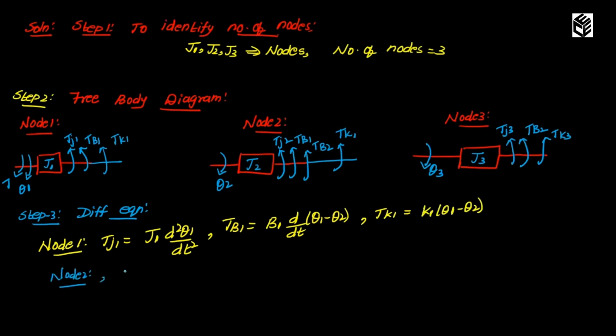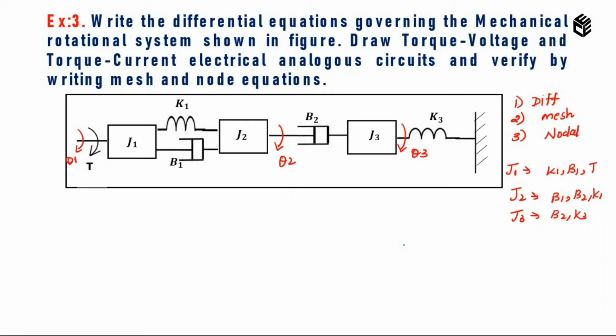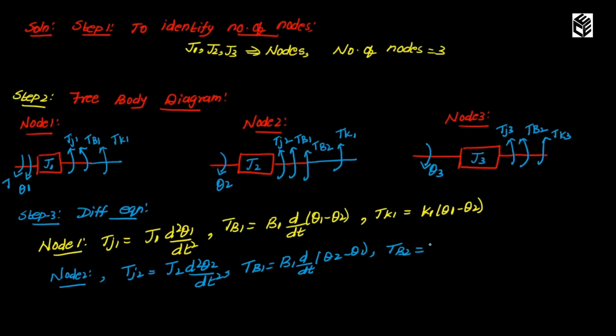Similarly for node 2, the expression is Tj2 is equal to J2 into d square theta 2 divided by dt square, and Tb1 is equal to B1 into d by dt of theta 2 minus theta 1, and Tb2 is equal to, B2 is connected between 2 and 3, so that is B2 into d by dt of theta 2 minus theta 3, and next is Tk1, Tk1 is equal to K1 into theta 2 minus theta 1.